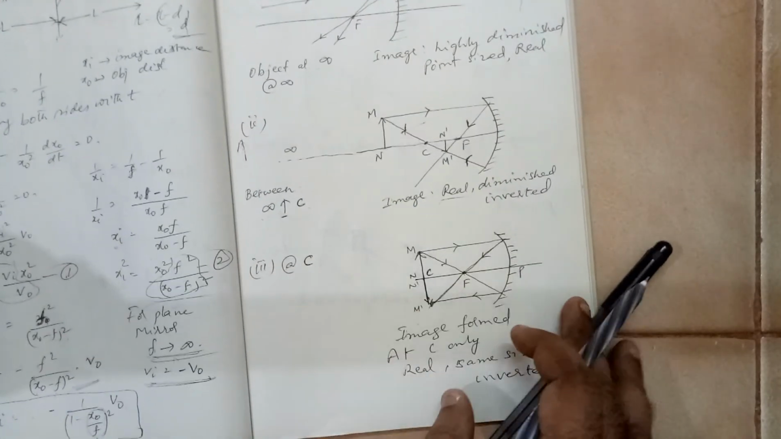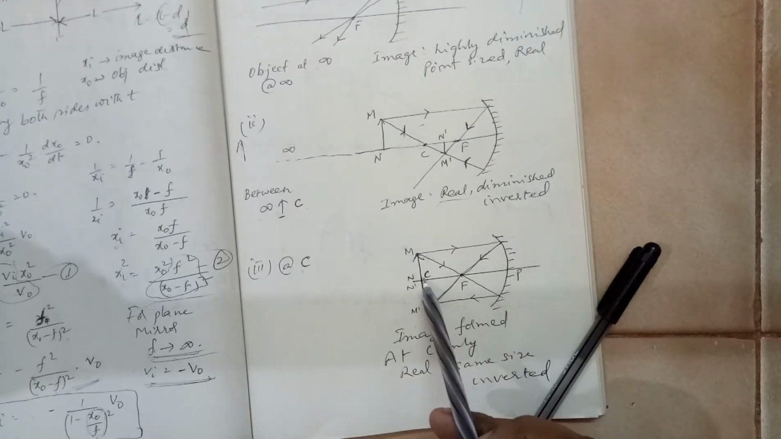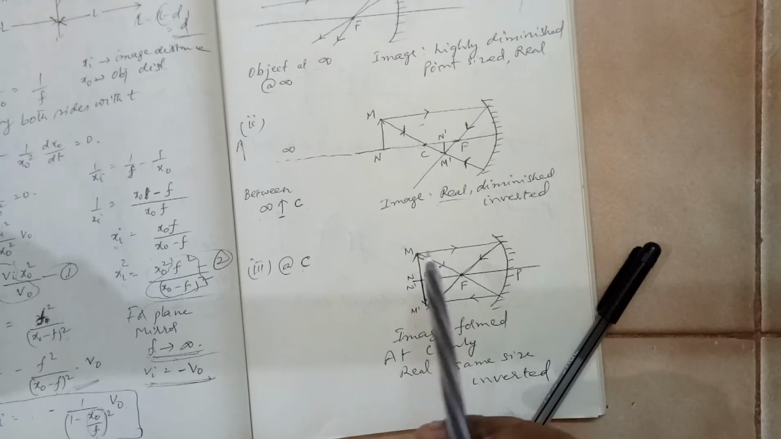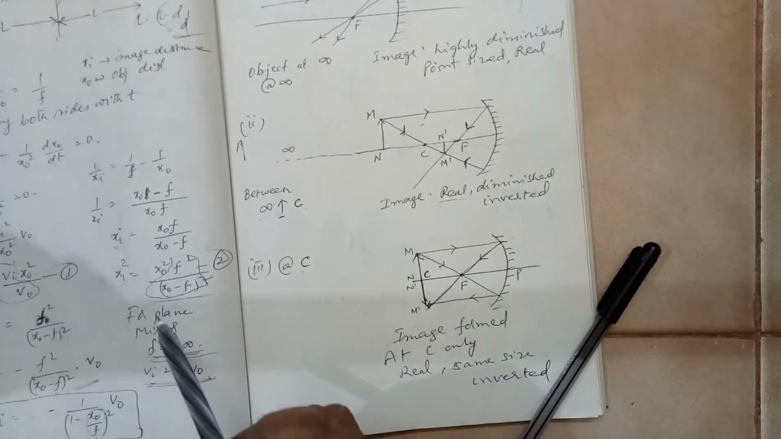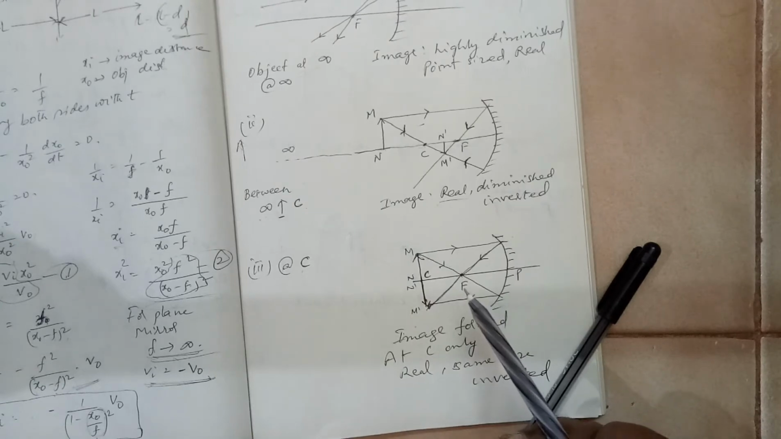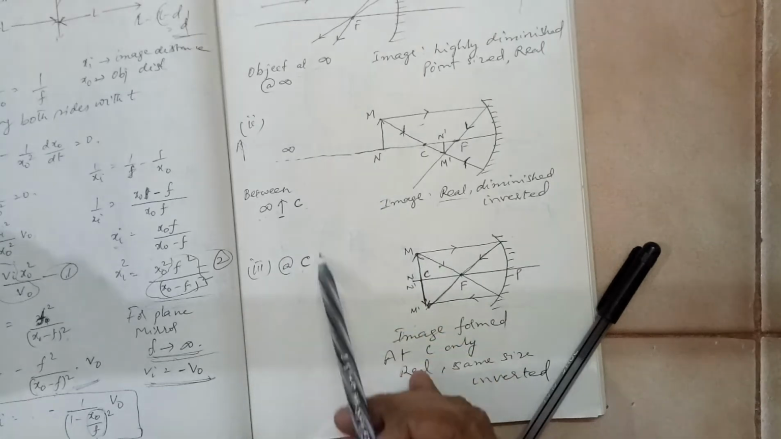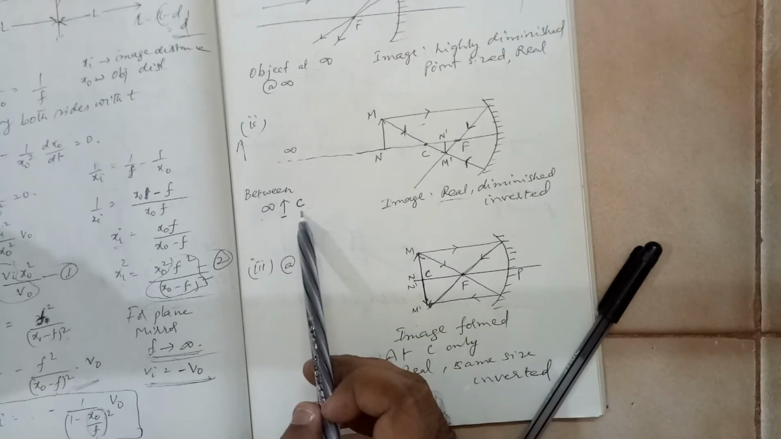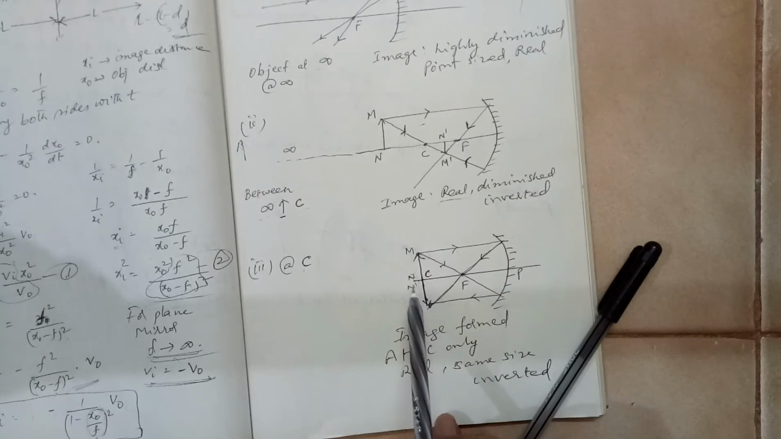Next case, object is placed at center of curvature. These diagrams should be drawn to scale, then you get exact results, because these are hand drawn sketches, so some slips and misses are there. Here we are discussing the concept, how exactly the images are formed. In the previous case you were moving towards the center of curvature. Now you have placed the object exactly at the center of curvature.